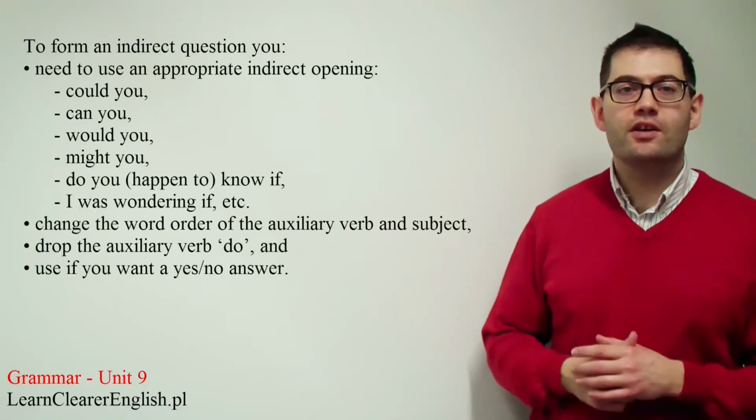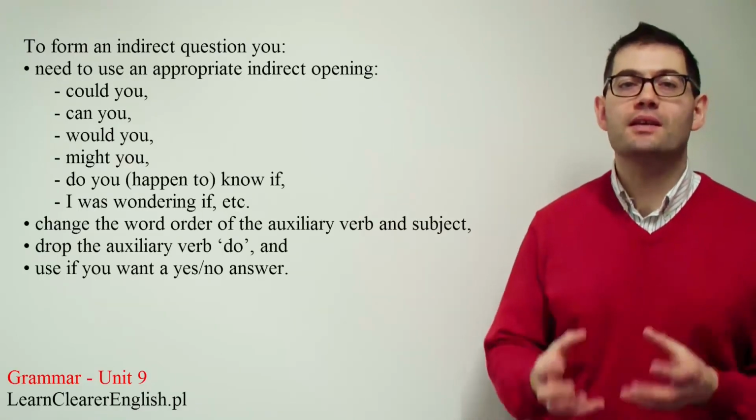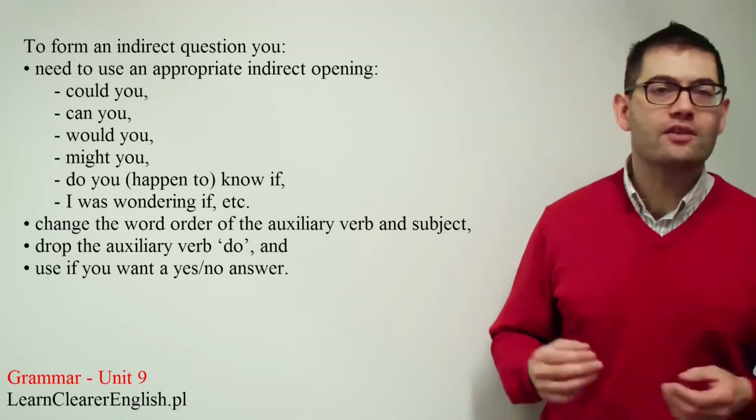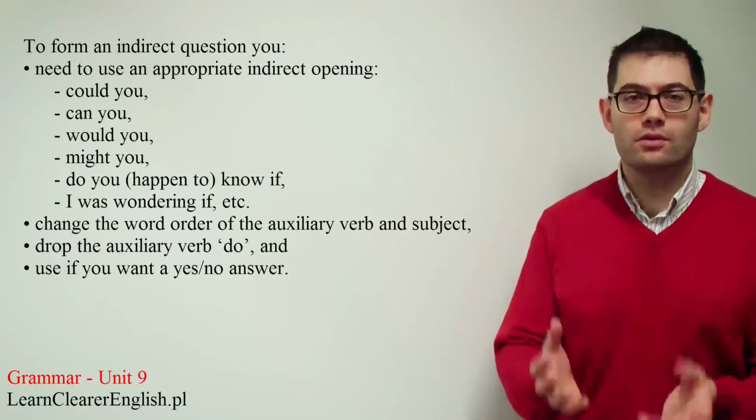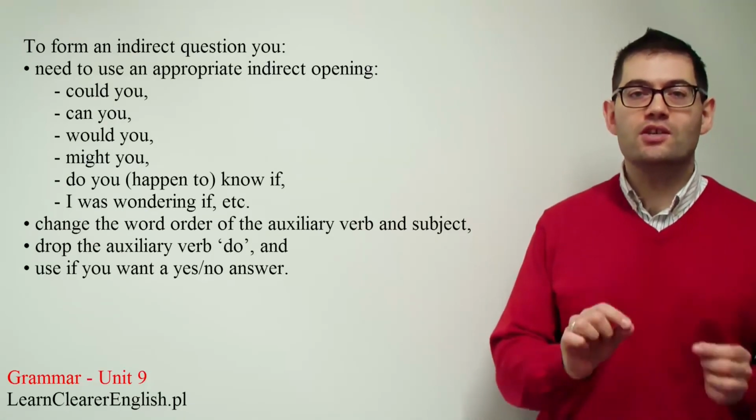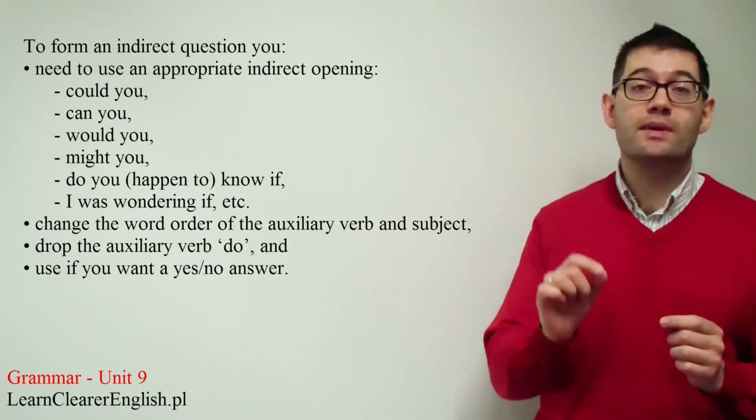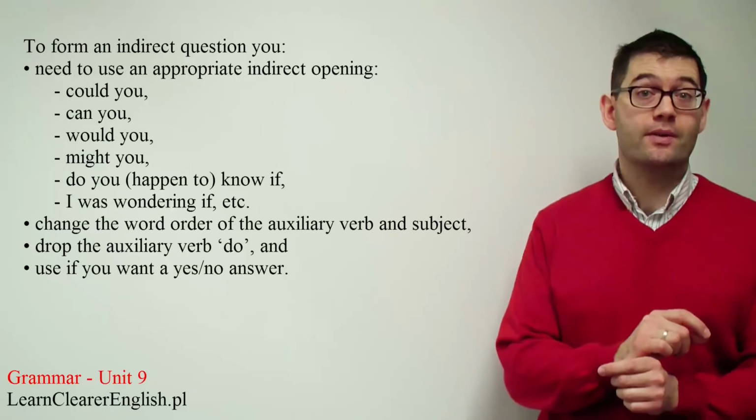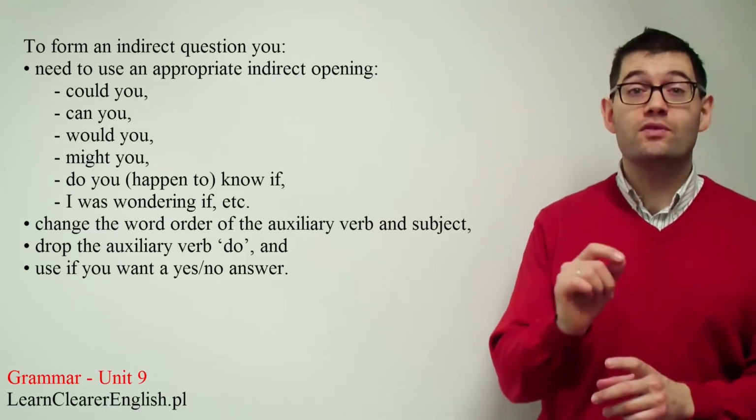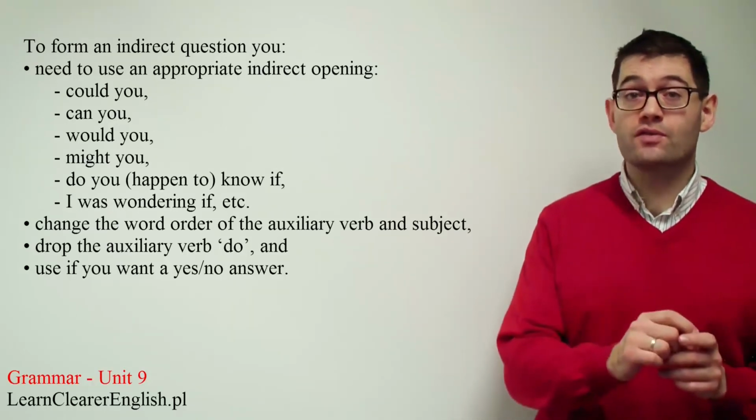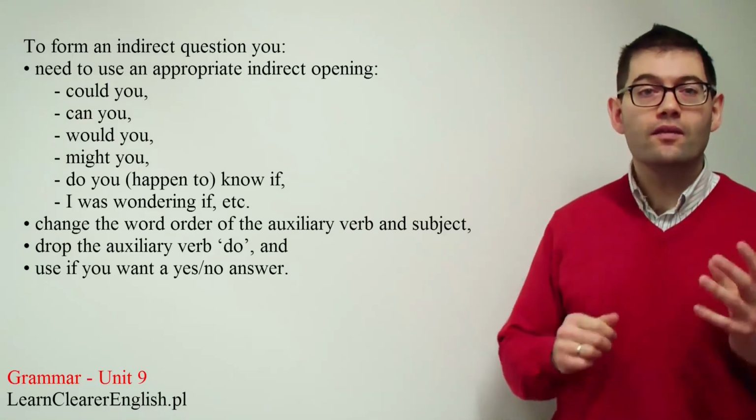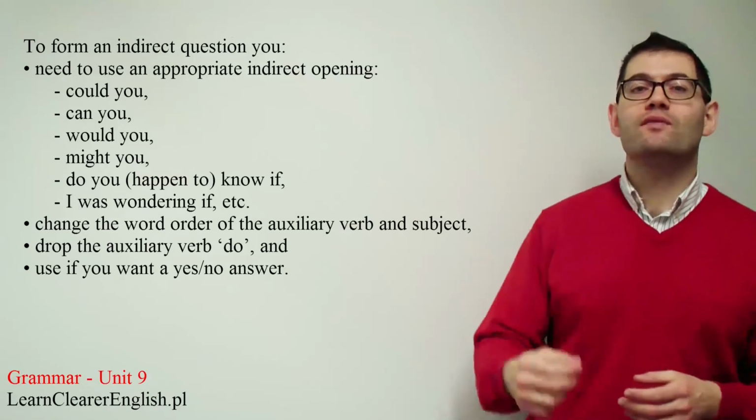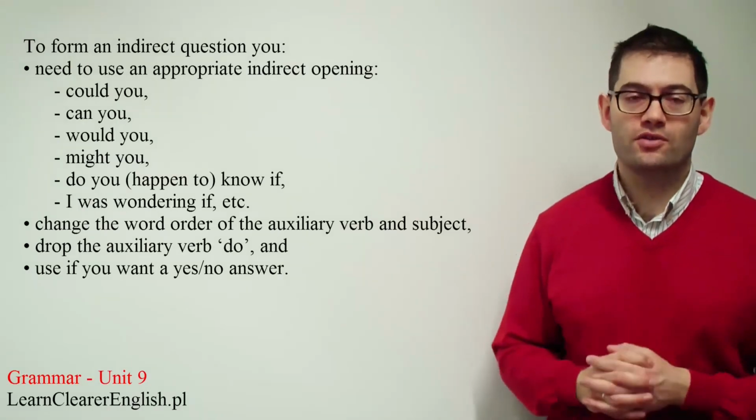To recap, to form an indirect question, you need to use an appropriate indirect opening. Could you, can you, would you, might you, do you happen to know if, I was wondering if, and so on. You need to change the word order of the auxiliary verb and subject as compared to a direct question. And if the auxiliary verb do is used in a direct question form, you need to drop it in the indirect question form. If you want a yes-no answer, you have to use "if" in the indirect question form.